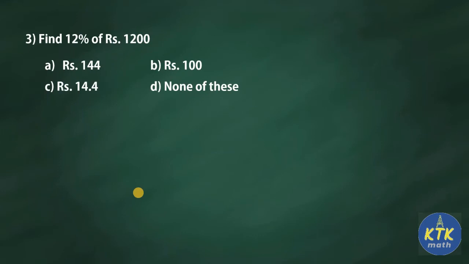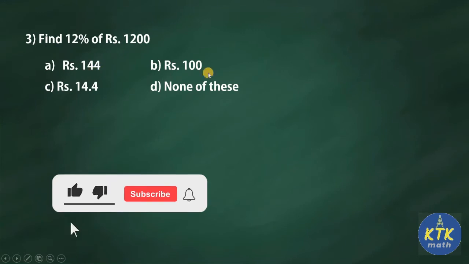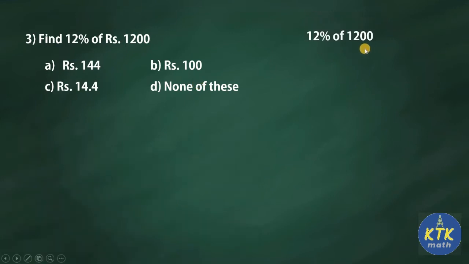Now the third question. Find 12% of rupees 1200. So we need to find 12% of rupees 1200. Here the options are given like 144, 100, 14.4 and none of these. It's a very simple one. 12% of 1200. So you are going to convert this 12% as fraction 12 by 100. We know that 'of' means multiply, then 1200. Now here I am going to cancel 100 with 1200. So what will you get now? Here you will have only 12 into 12. Your answer is nothing but 144. That's a very simple one.